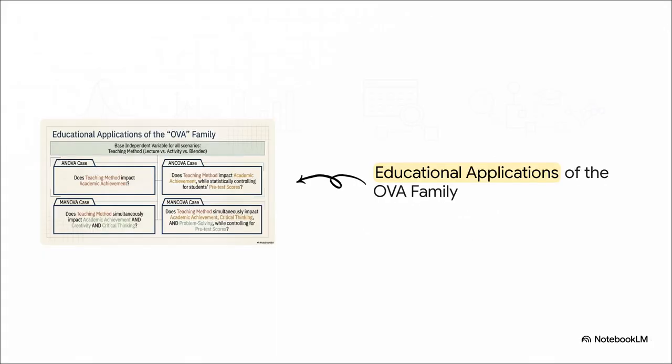To really see this matrix in action, let's evaluate a single independent variable, teaching method, comparing lecture, activity, and blended styles. ANOVA simply asks if the method impacts academic achievement. ANCOVA asks the exact same question, but statistically controls for the student's pretest scores. MANOVA broadens the scope significantly, asking if the teaching method simultaneously impacts academic achievement, creativity, and critical thinking. And finally, MANCOVA handles all of those multiple variables simultaneously while still controlling for those pretest scores.